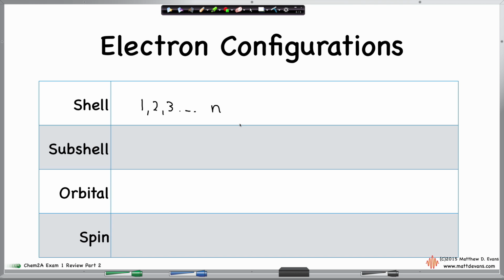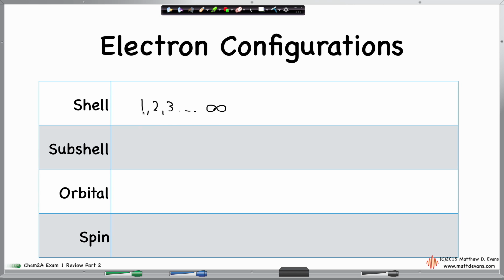Okay, so I shouldn't have put N here. What I meant to say is this goes out to infinity. The symbol for infinity looks like this. So it starts at the first shell, goes out to infinity. And the further away you get from the nucleus, the grumpier the electrons get, so they're not so happy. So they're happiest when they're in the first shell.